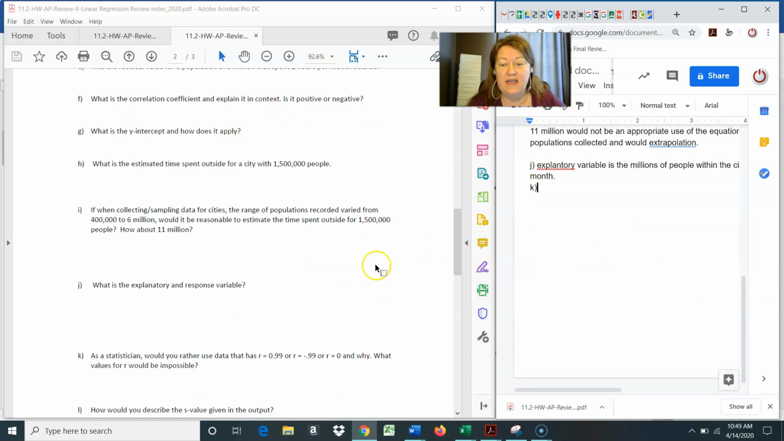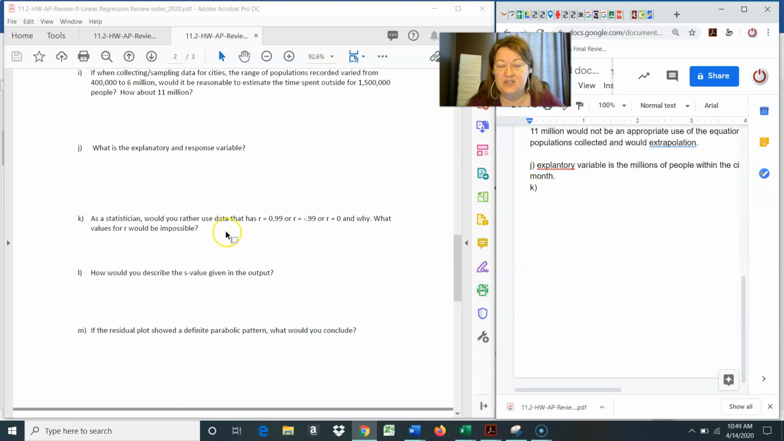All right, next one, K. As a statistician, would you rather use data that has an R of 0.99, an R of negative 0.99, or an R of 0, and why? What values for R would be impossible? Okay, so this is just checking if I understand what R variables are.